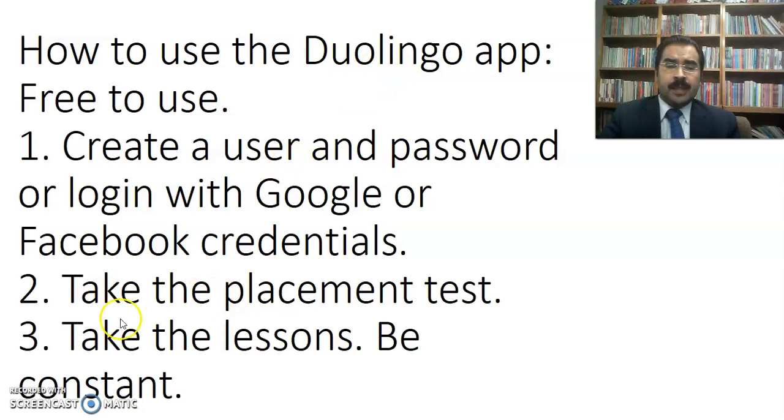So if you have an account for Google or Facebook, you can use the same in the portal and the website for Duolingo. And after doing that, we are going to take a placement test. If it is the first time that you are logging into the website, they ask you to complete this placement test. The placement test is going to give you the English level that you have and the correct level of English that you need to study. And then we recommend that you take the lessons and be constant. Okay, so I'm going to show you the site right now.